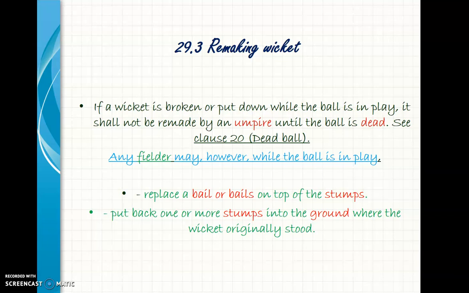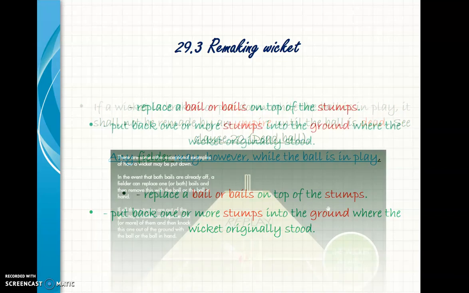However, any fielder may put it back while the ball is in play. He can replace the bail or bails on top of the stumps, or put the stump back into the ground if it has been struck down, and the bail which he has replaced is enough to put the wicket down again.